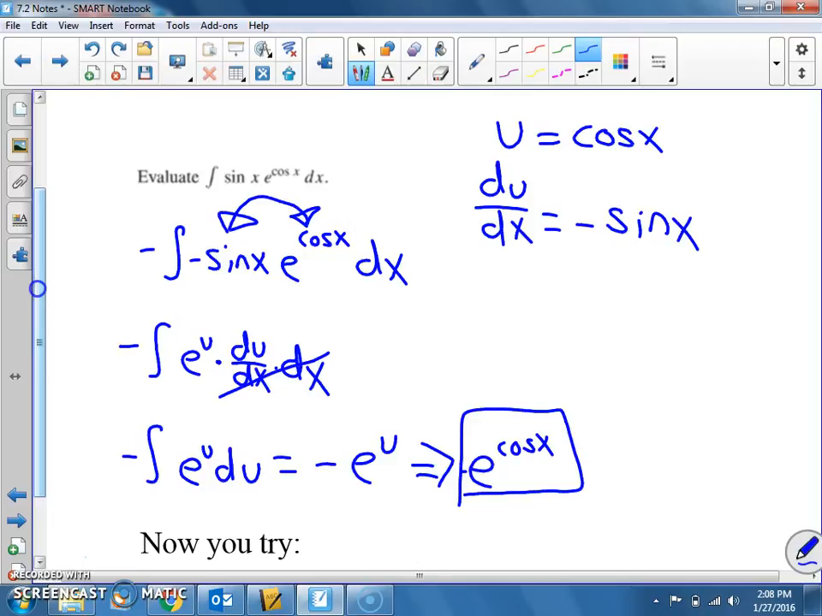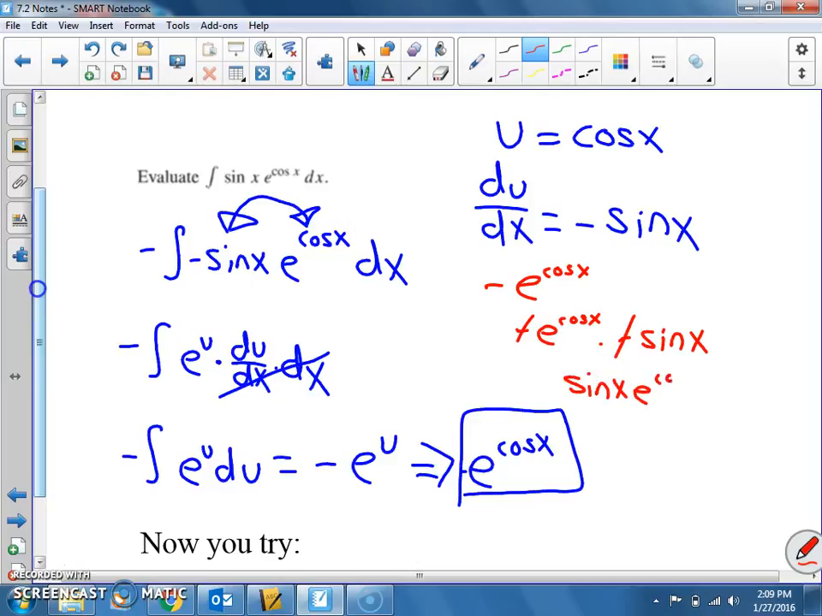Let's check that by doing the antiderivative. I'm sorry, by taking the derivative. What would e to the cosine of x be? E to the u, if the derivative of that is e to the u times du dx, right? So negative e to the cosine of x would be negative e to the cosine of x times negative sine of x. The two negatives are going to cancel, right? And then I'm just left, if I rewrite them in a different order, with sine of x e to the cosine of x. Isn't that what we started with right there?